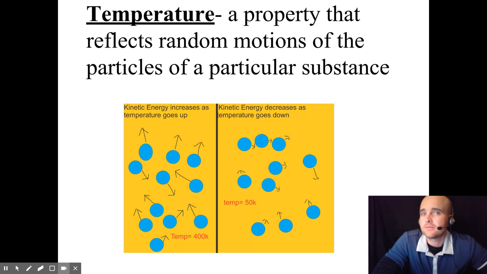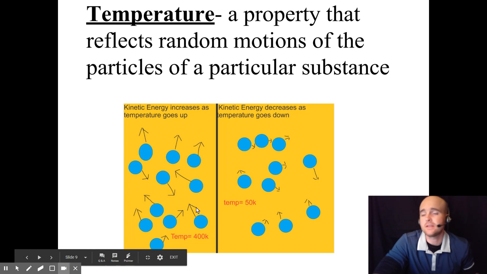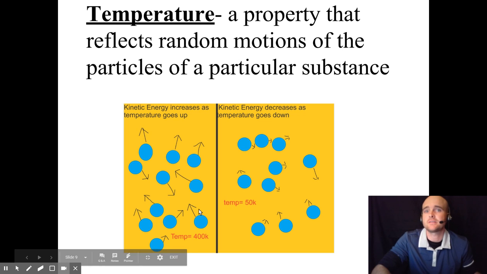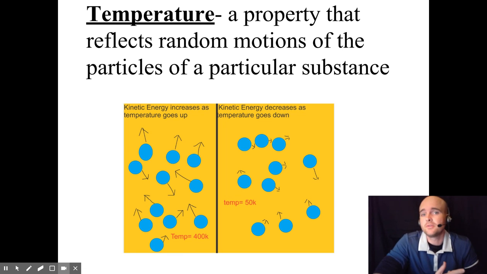Temperature is the property of the random motions of the molecules, the particles in that particular substance. So if the particles are moving slower, they have a lower temperature. But if they're moving faster, indicated by the longer arrows, then they have a higher temperature. Since they're moving faster, their velocity goes up, and that increases the kinetic energy. Remember, kinetic energy is 1/2 times mass times velocity squared. So that's what this is looking at.